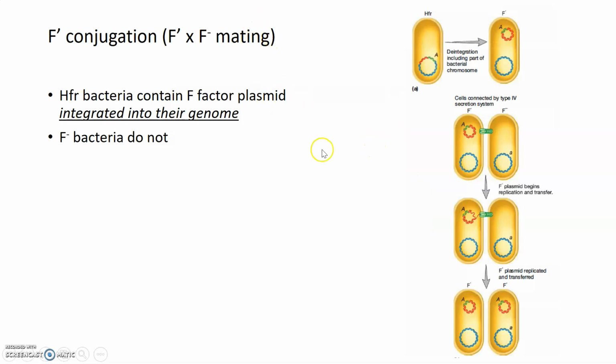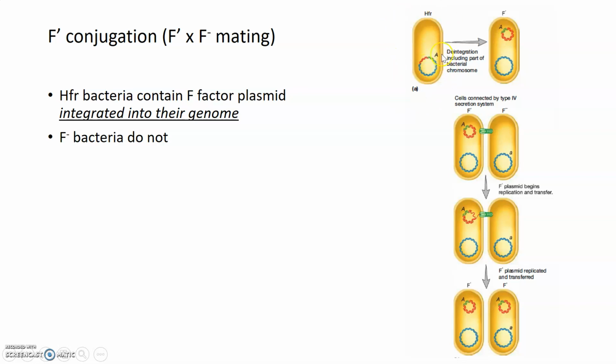And the last type of conjugation that I'm going to talk about is F prime conjugation. And this is also a mating between an HFR cell, or at least starts with an HFR cell, and then that is mated to an F negative cell. And so, as I said before, there are plasmids known as episomes that can exist both in the bacterial chromosome and outside of it. And there is a way to excise or cut out the F factor plasmid from the bacterial genome once it's been integrated.